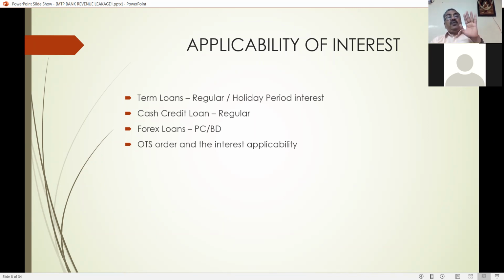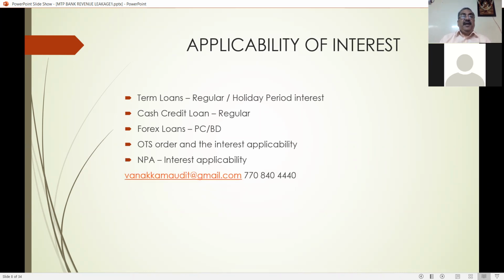So here, the one-time order you have to see. Up to the one-time settlement period, interest will be calculated. If the one-time period is extended, then additional interest has to be charged. This point you have to see. So what is the interest applicability? You know how to calculate the unrealized interest, and the interest applicability for the NPA. Up to the date of NPA, only that interest rate you can charge. After that, you are not supposed to charge the interest rate.